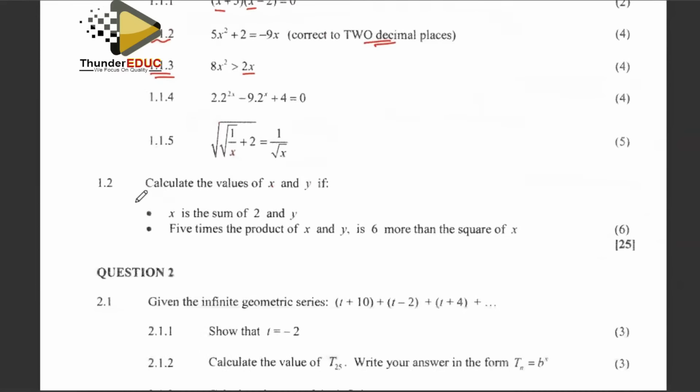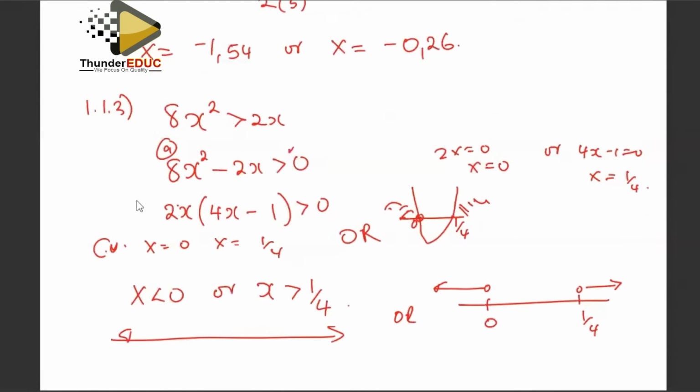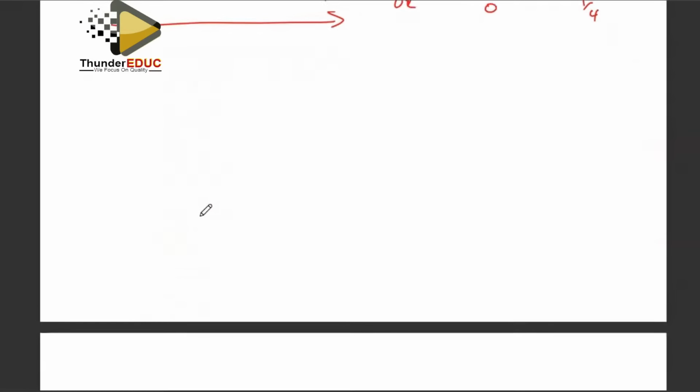All right, then 1.1.4, we have 2 times 2 to the 2x minus 9 times 2 to the x plus 4 is equal to 0. So this is an exponential equation. Let's see how we kill this one. Okay, it's not a plus, it's a minus. It's saying 2 to the 2x minus 9 times 2 to the x plus 4 is equal to 0.